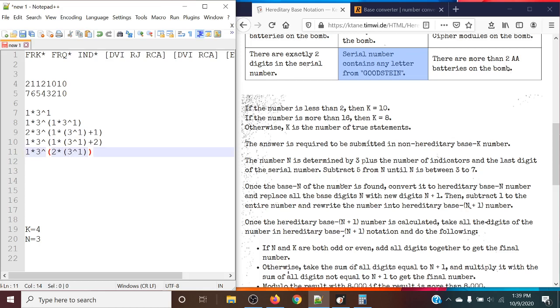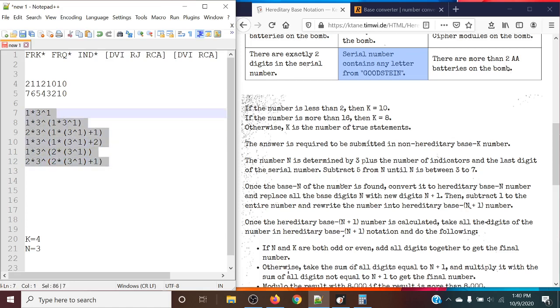Let's continue on to our final base power being 2 times 3 to the power of 2 times 3 to the 1 plus that 1. So same thing that we did last time with this, whereas 2 times 3 to the power of 1, and then we're adding on that additional 1 right here. And this is what it looks like in hereditary base notation.